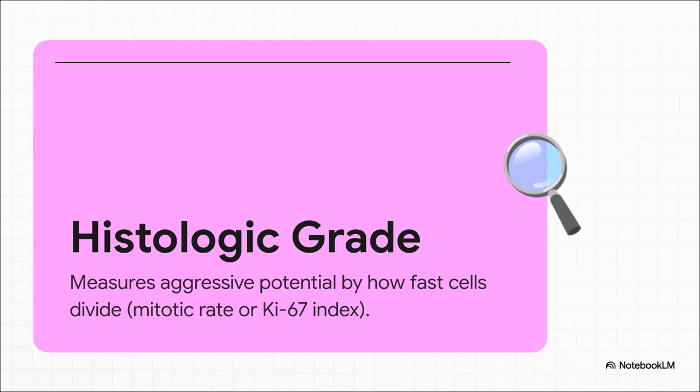Next up is the grade. I like to think of this as the tumor speedometer. It's not about how weird the cells look. It's all about how fast they're dividing. And we figure this out in two ways. Either we manually count the dividing cells, that's the mitotic rate, or we use a special stain, Ki-67, to see what percentage of cells are actively multiplying.